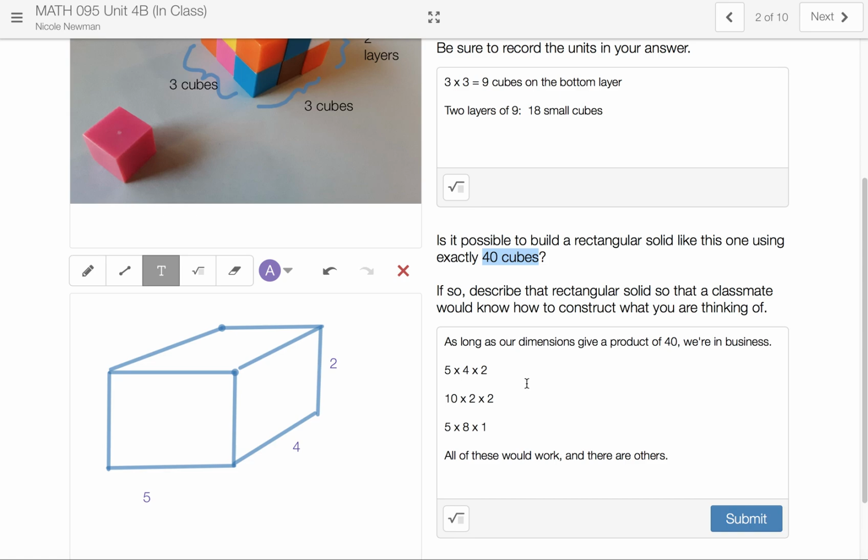And as long as our dimensions give us a product of 40, when we multiply the 3 dimensions together, we're in business. So something like this one, where it might be like 5 centimeters by 4 centimeters by 2 centimeters, that would make good sense for a little rectangular box. And 5 times 4 times 2 would give us 40. That would be 40 cubic centimeters in that case, and we'll get to the units a little bit later. But something that measures 5 by 4 by 2 would work, 10 by 2 by 2, 5 by 8 by 1, all of those things give us a product of 40. So yes, it is possible.